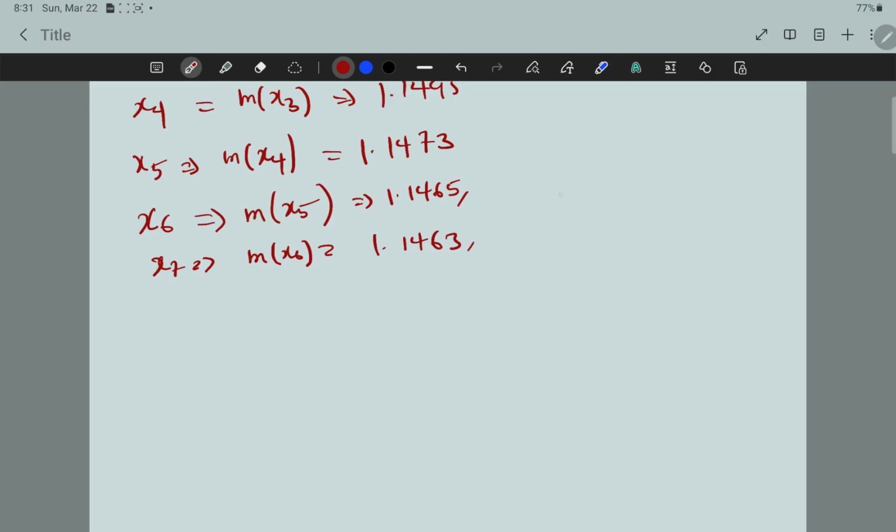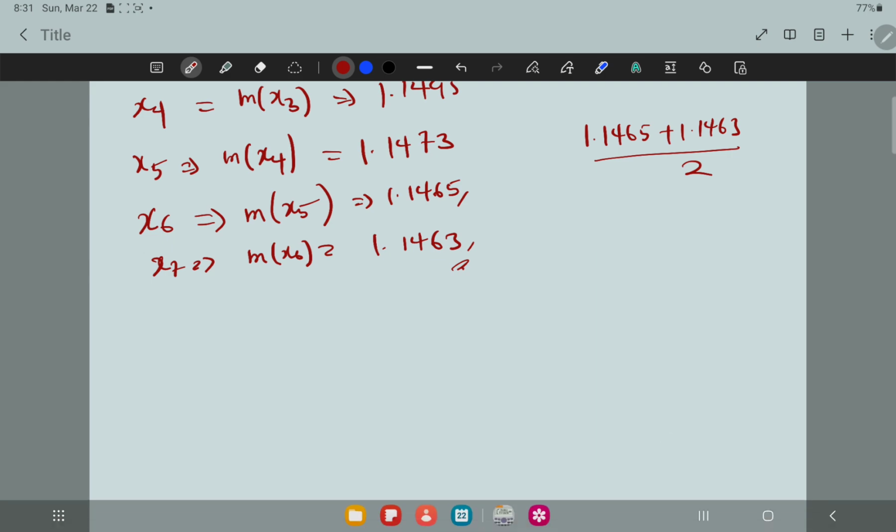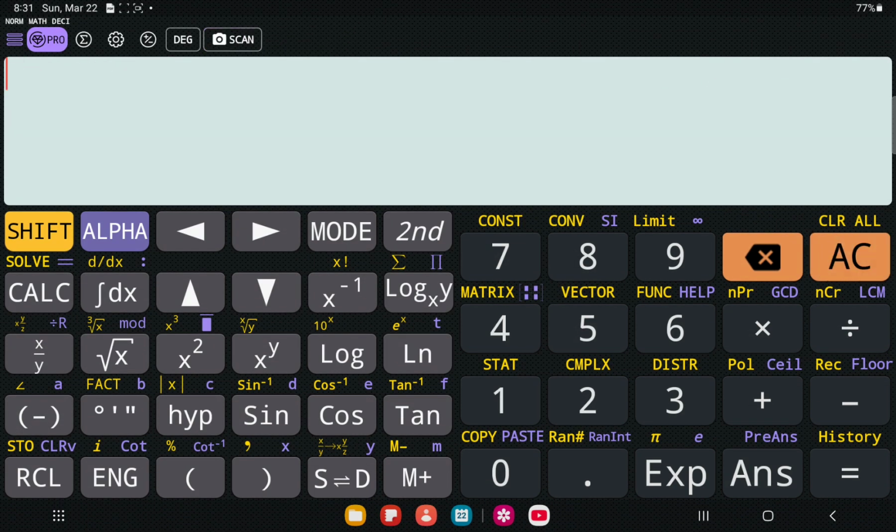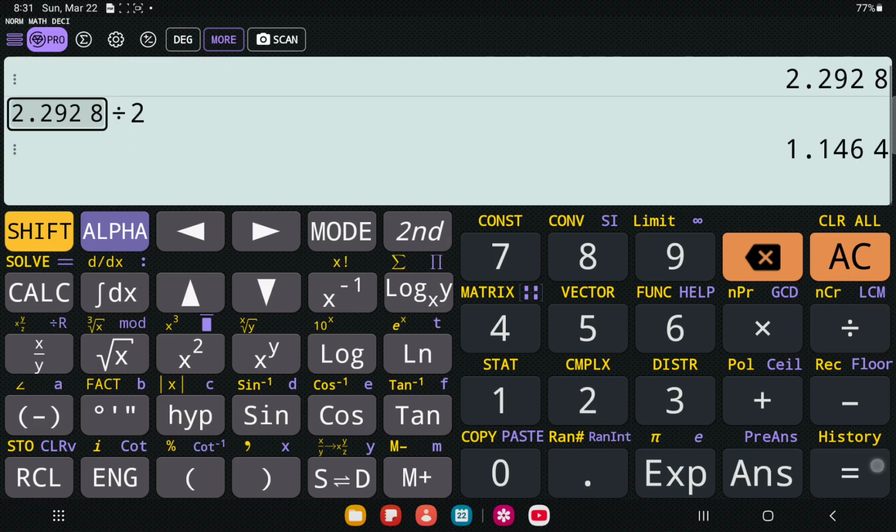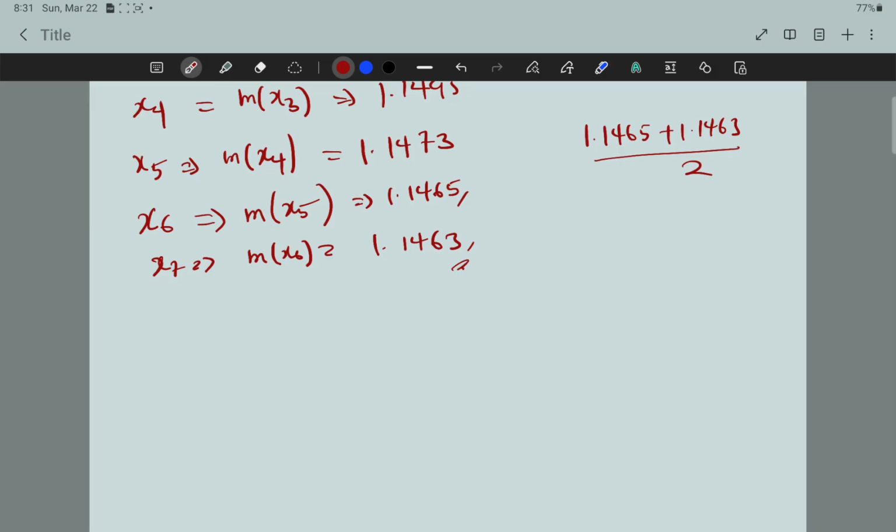I know that my answer will fall in the category of 1.146 something, right? So I can just divide these two answers by 2 and pick my choice so that I stop wasting my time. You understand? 1.1465 plus 1.1463 divided by 2. All these decimal places are due to approximation, you understand? So let's just do that quickly. Let me find the middle ground. 1.1464. Do you understand?